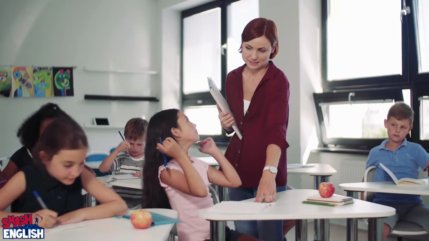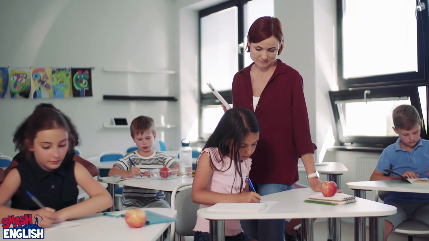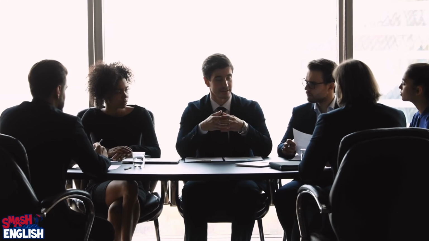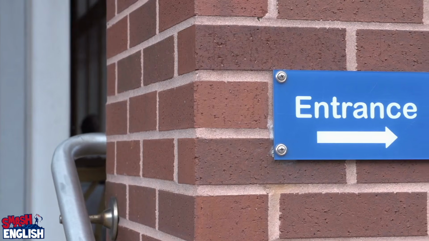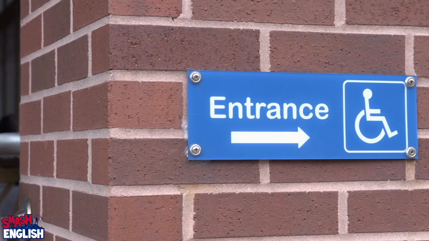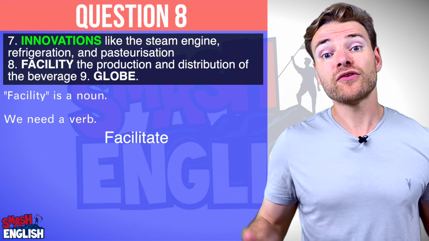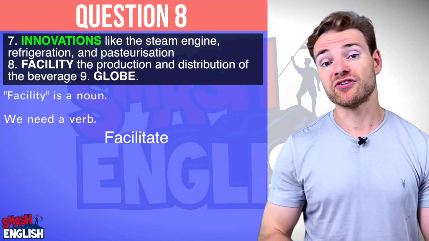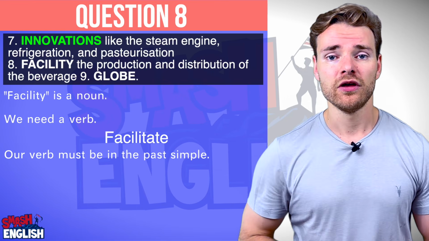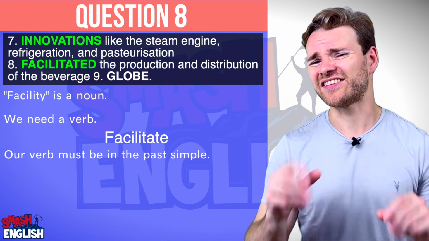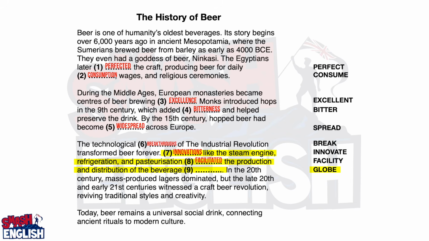For example, a teacher facilitates learning in the classroom. A meeting can facilitate understanding between colleagues. A wheelchair ramp can facilitate access for disabled people. But of course, the Industrial Revolution happened hundreds of years ago, so our verb needs to be in the past, which gives us facilitated. Like the steam engine, refrigeration and pasteurization, the production and distribution of the beverage.